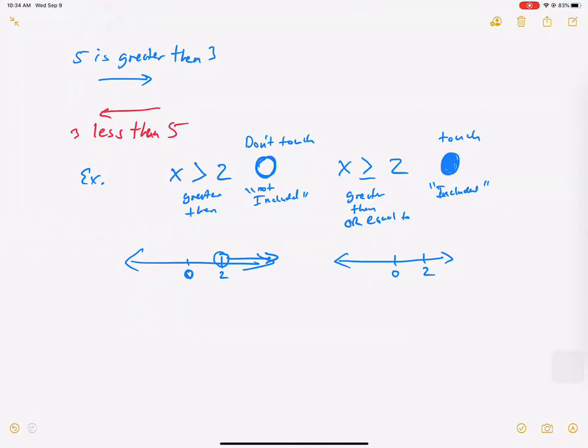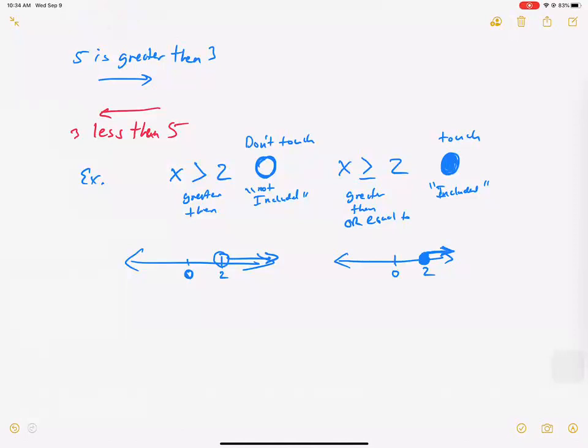Over here on the right, we're going to use a solid circle so everyone sees 2 is a point that is included. And we are greater than 2. Okay? That's it. That's really it.